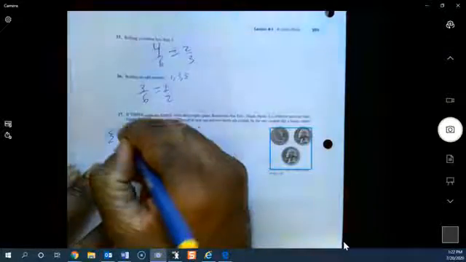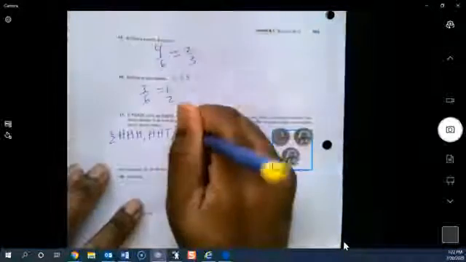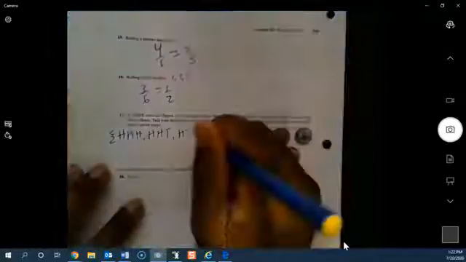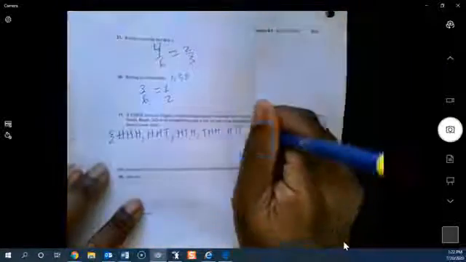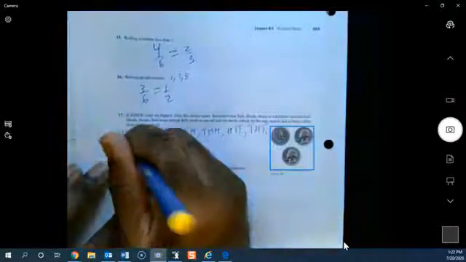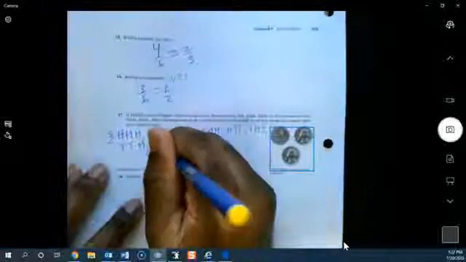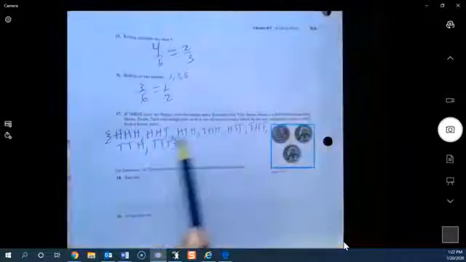Now, for 17, 3 coins. First of all, we have 3 heads. Then we could do 2 heads and a tail. Then we can do head, tail, head. Then we could do tail, head, head. We could do head, tail, tail. We could do tail, head, tail. We could do 2 tails and a head, and then finally 3 tails. Now, if we count this up, 1, 2, 3, 4, 5, 6, 7, 8. We have 8 different outcomes here.